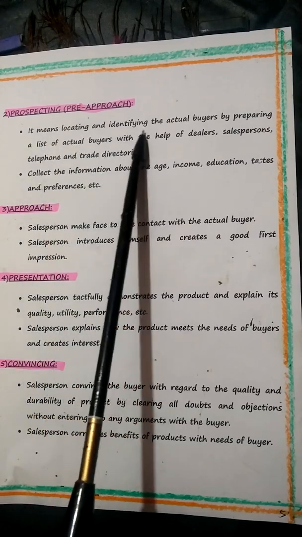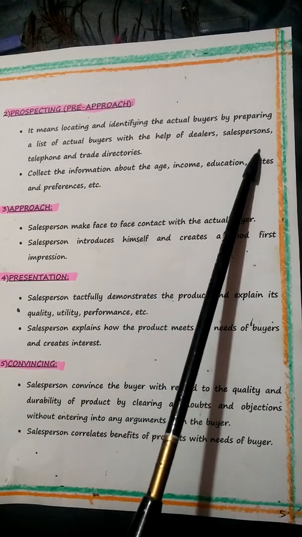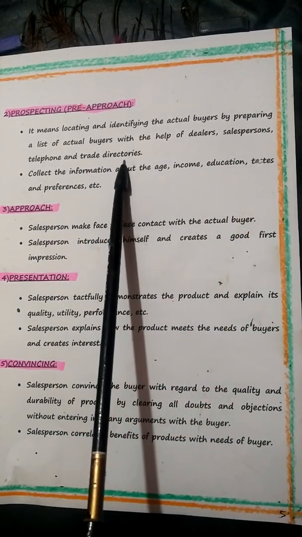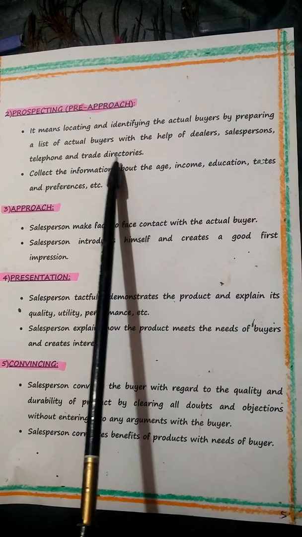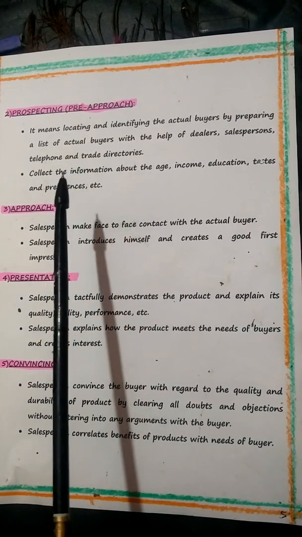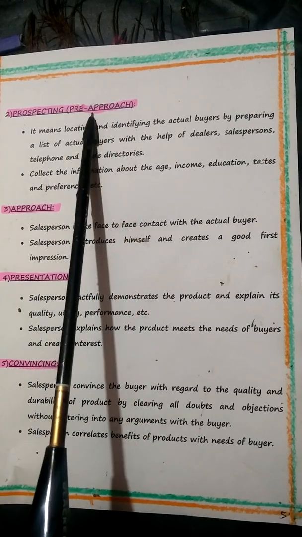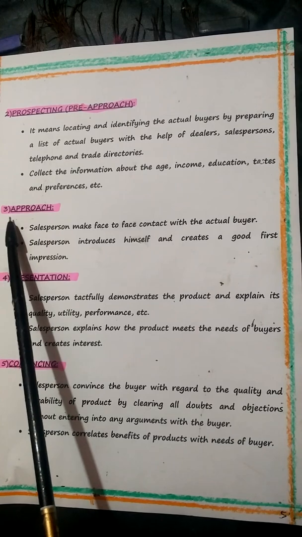Prospecting means locating and identifying the actual buyer by preparing a list of actual buyers with the help of dealers, salespersons, telephone and trade directories. Telephone and trade directories provide a lot of information about the businesses carried on, small scale, medium scale, large scale, all these kinds of businesses, details are given. So you first collect the database, do the pre-approaching prospecting, and then start approaching.